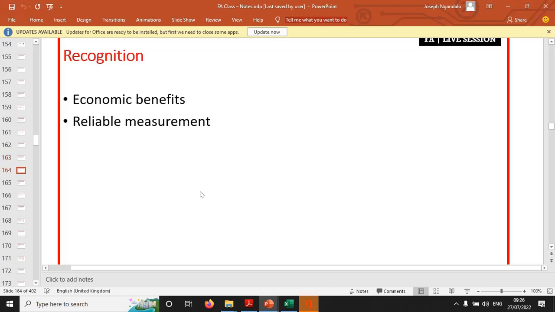Let's go. Under recognition, the inventory should have value, economic value, and it should be quantifiable. The value should be quantifiable. The value should be quantifiable.